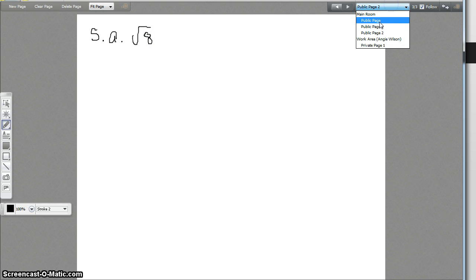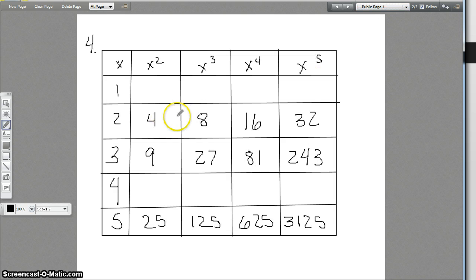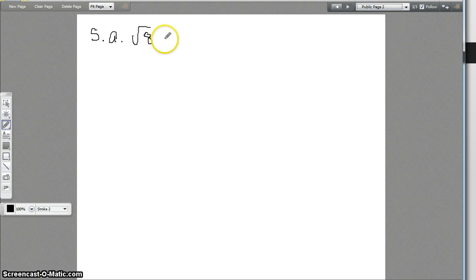So let's go back to our table. And do we see an 8 in the square column? We don't. We can see that 2 squared is 4 and 3 squared is 9. That means there isn't an integer that we can square to get 8. So that means that the square root of 8 is irrational, and I'm just going to write a capital I instead of writing out irrational.